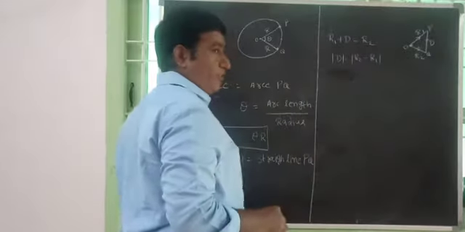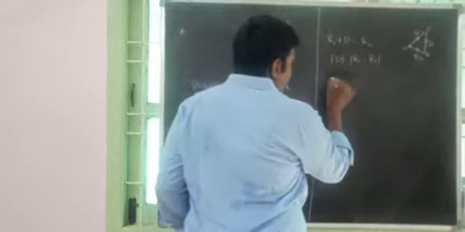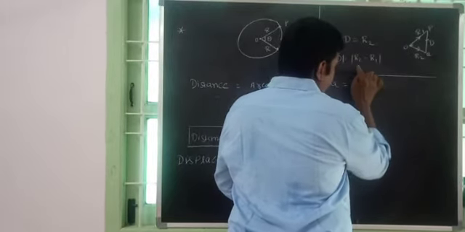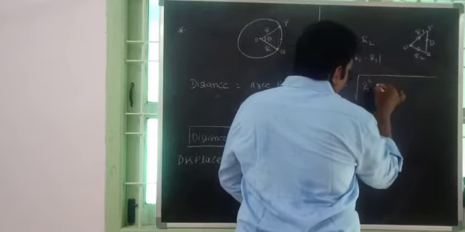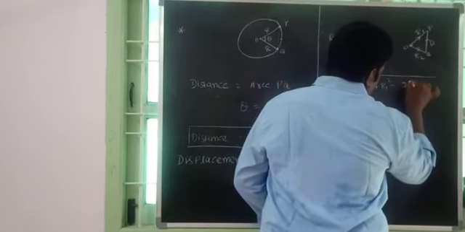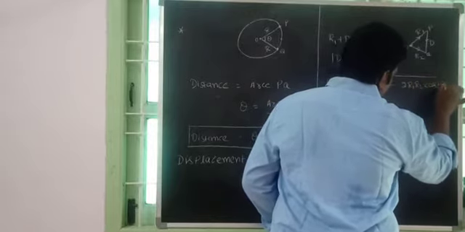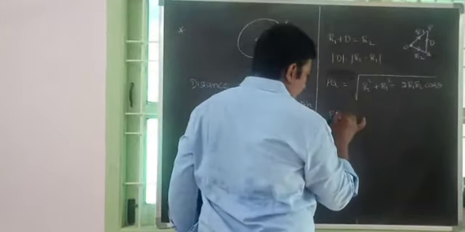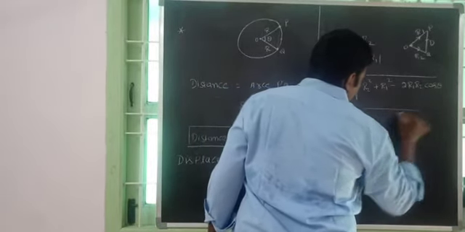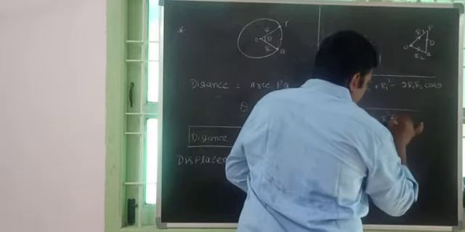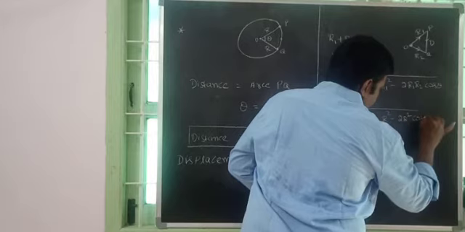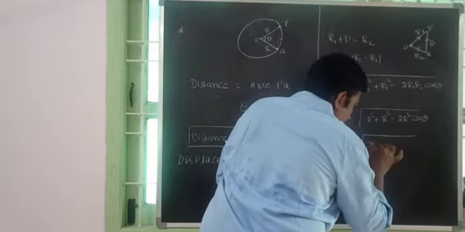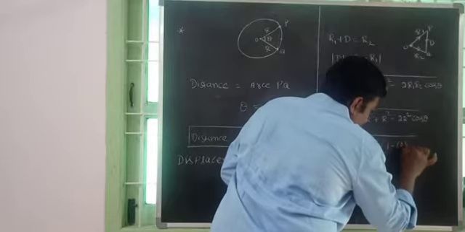Based on this, in terms of vectors, by using the parallelogram law of vectors, the distance PQ is equal to the square root of R1 square plus R2 square minus 2 R1 R2 cos theta. But from the diagram we get R1 is equal to R2. So PQ is equal to the square root of R square plus R square minus 2R square cos theta. Taking 2R square as common, R square plus R square is 2R square, so 2R square times (1 minus cos theta).